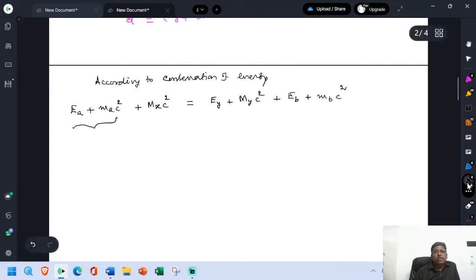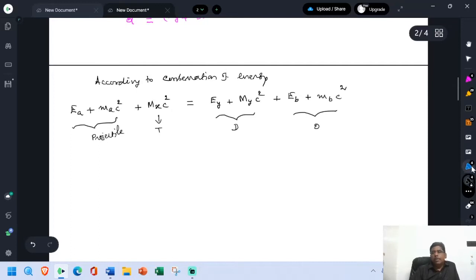These two correspond to the incoming projectile particle. This is the rest energy of the target. These two correspond to the daughter. These two terms correspond to the outgoing particle.